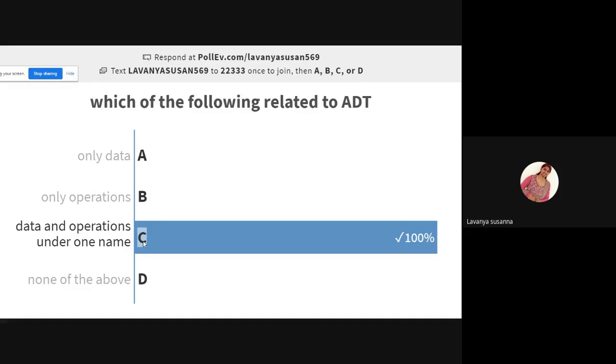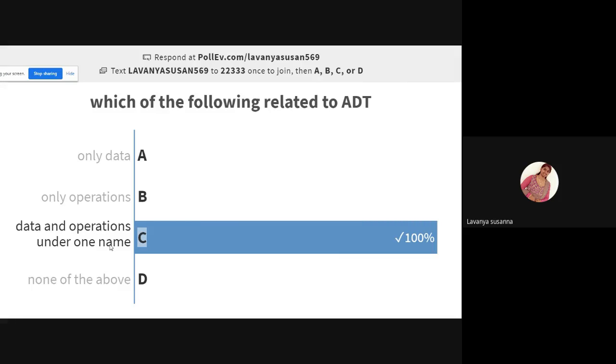Now you have given 100%. Okay, I said stop responding. You should click only once. Okay, very good. 100%. Data and operations under a name.